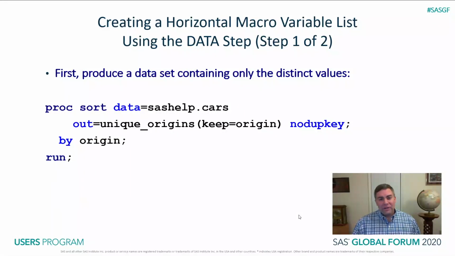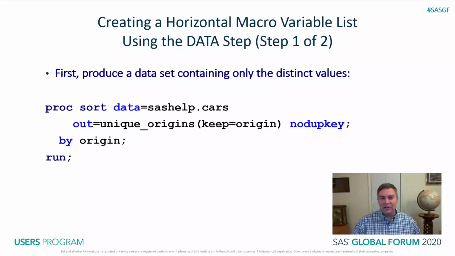We've created macro variable lists using PROC SQL, both horizontal and vertical lists. Now we're going to talk about creating those same types of lists using the data step. Using the data step is a little bit more complex than using PROC SQL, but there are times when it can be advantageous because you have access to the full power and flexibility of the data step.